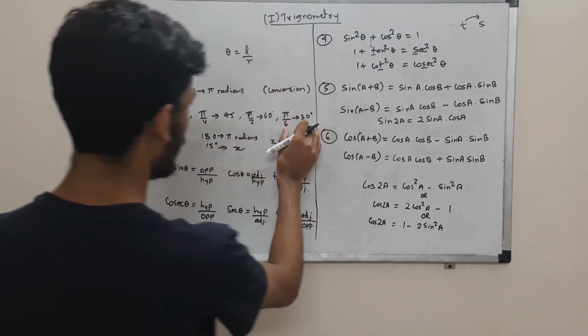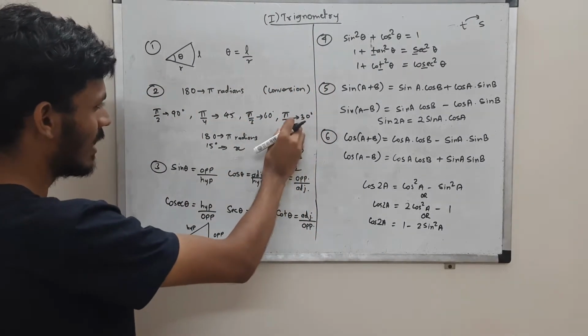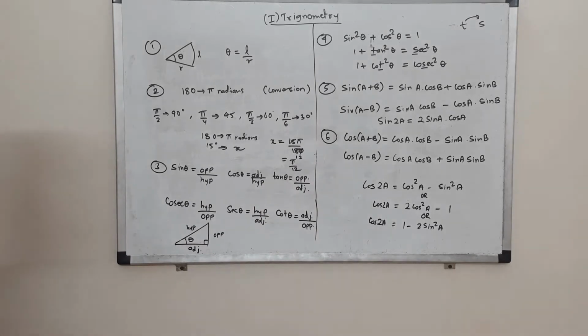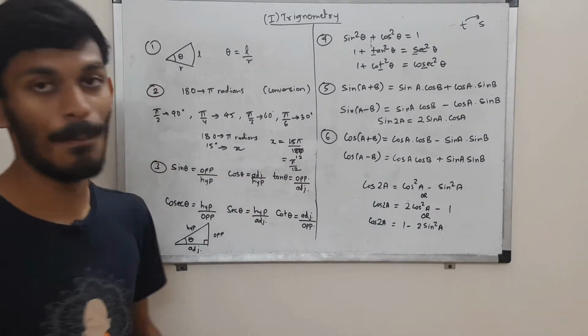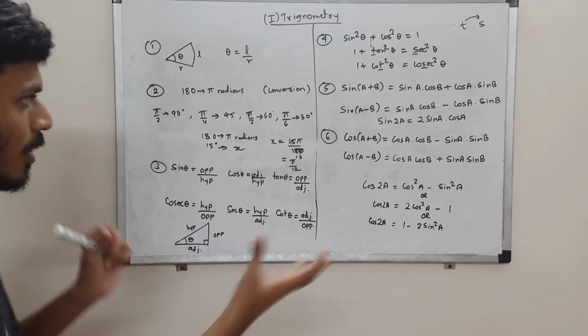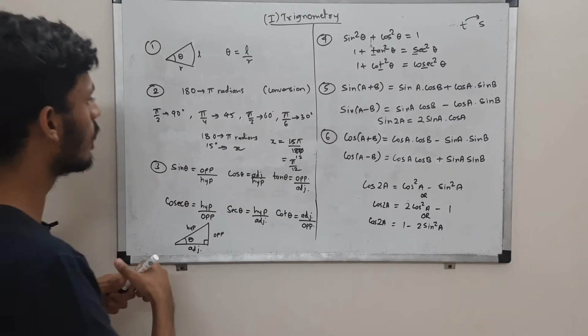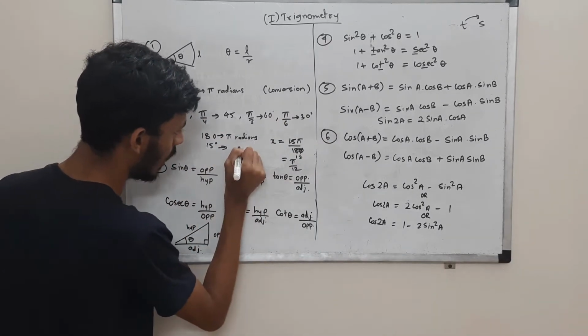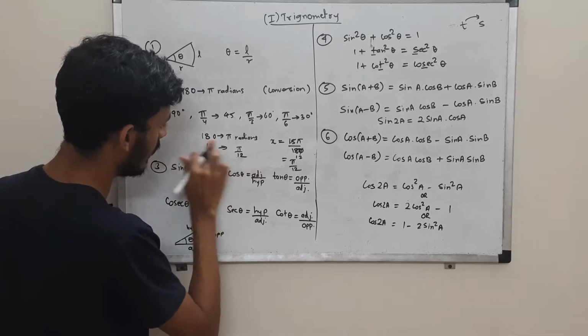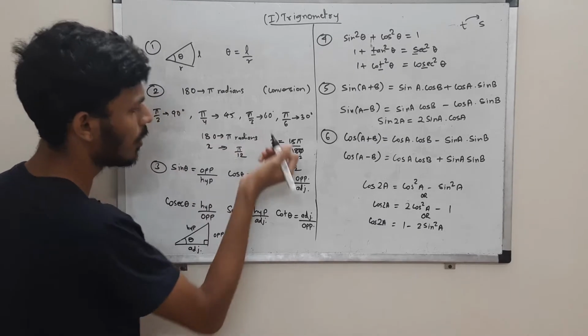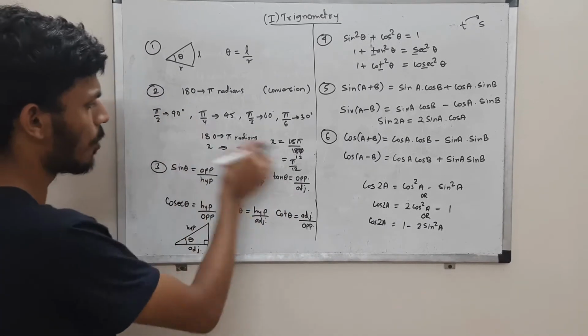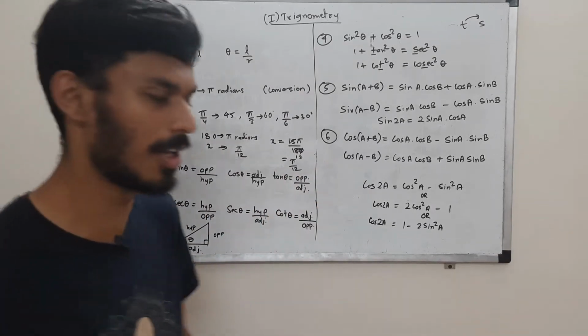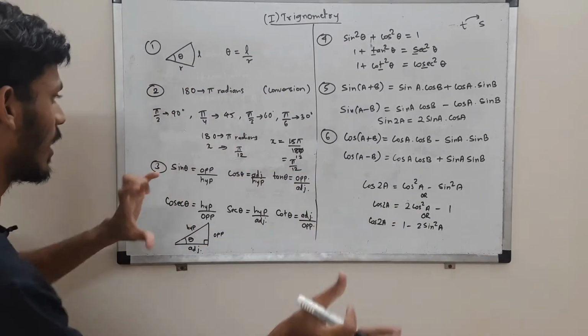You can also see this is 30, and if you divide by 2 on both sides you get pi by 12 for 15. So yes, 15 degrees is pi by 12 in radians. This is how you can convert. If you were given pi by 12 and asked what it is in degrees, you can again use this as x, cross multiply and solve for x. That is how you convert between degrees and radians.